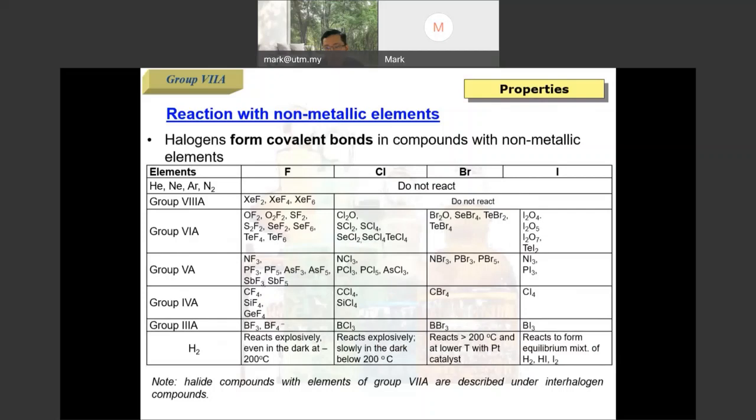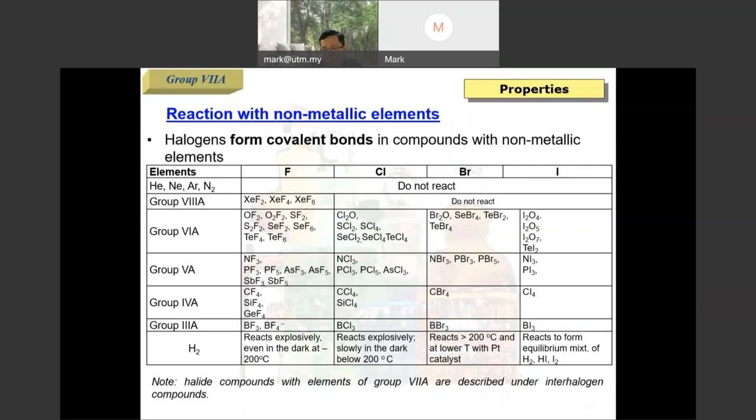Reaction with non-metallic elements. Halogens form covalent bonds in compounds with non-metallic elements, from groups 13, 14, 15, 16 and 17. These are the compounds, and I think most of them we have discussed earlier. As you can see, fluorine is so much more reactive, and chlorine as well, but bromine and iodine are much less reactive.